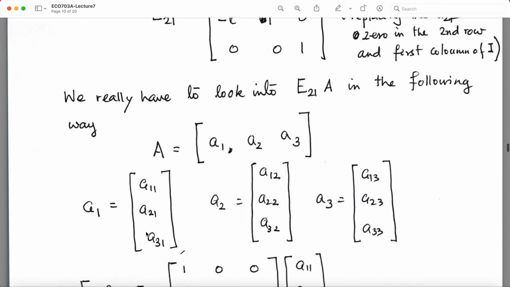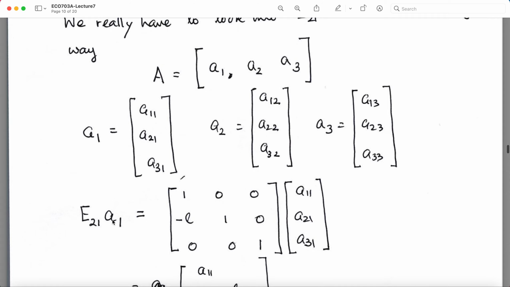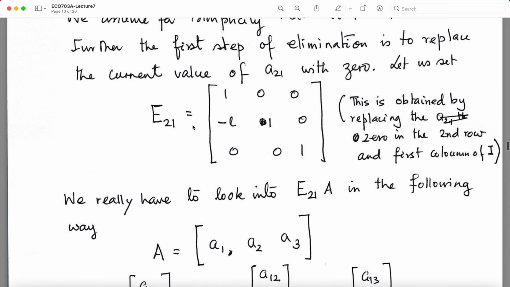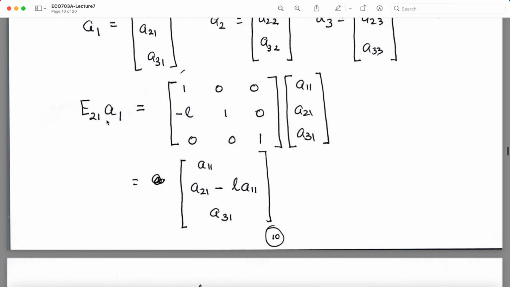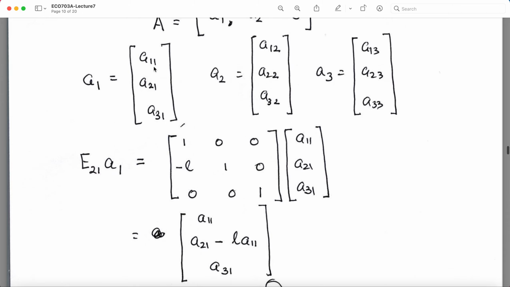So I write this A as A1, A2, A3, and then I will multiply E21, this elementary matrix, with A. I do E21 separately with A1, this first column, so that has to be affected, right? If you do the multiplication, I immediately get the second element as A21 minus L times A11. This is what you want to become 0. You want this to be 0.